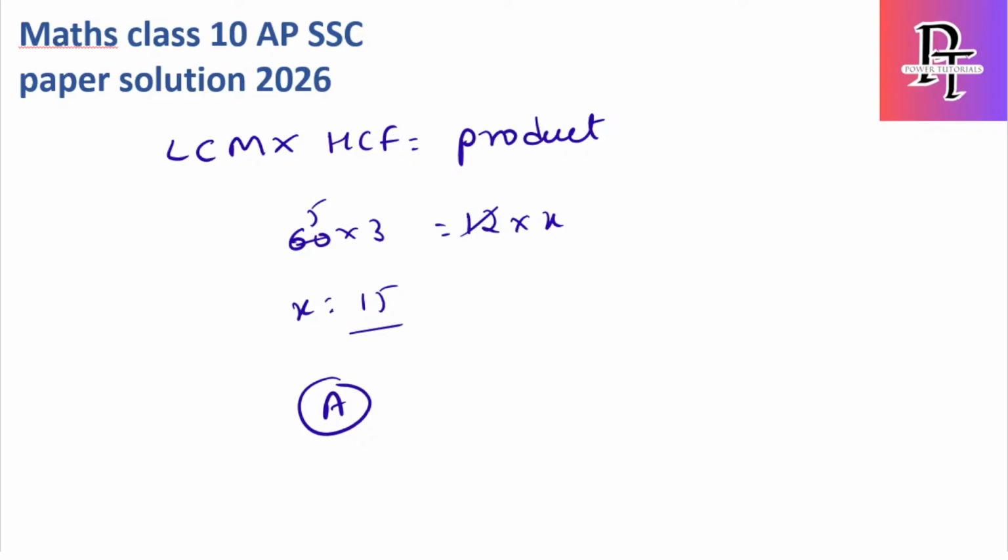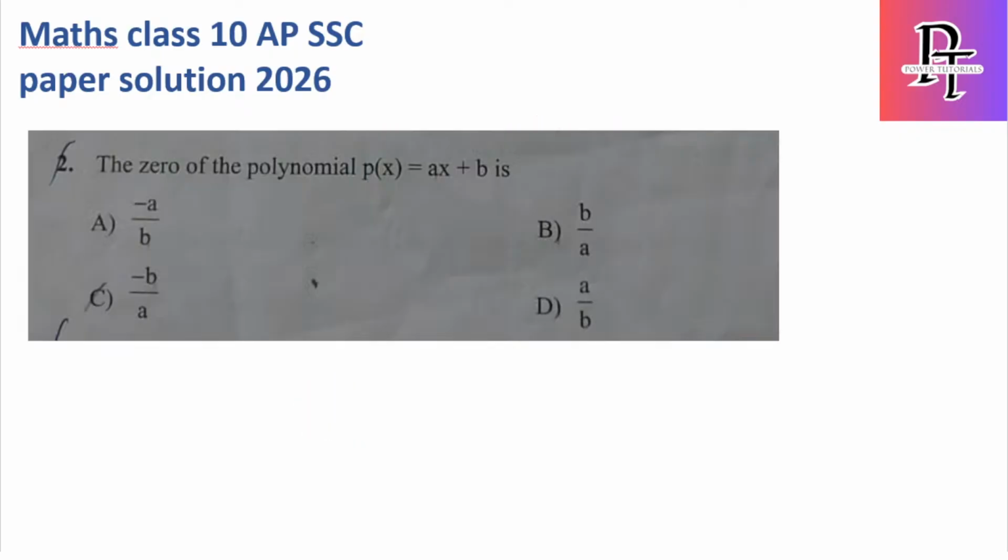Okay, let's see the second one. Zero of a polynomial is easy, we just have to set p of x equal to 0. So ax plus b equals 0, move b to the other side, it becomes minus b, and a goes to the denominator. So the option is C, which is minus b by a.